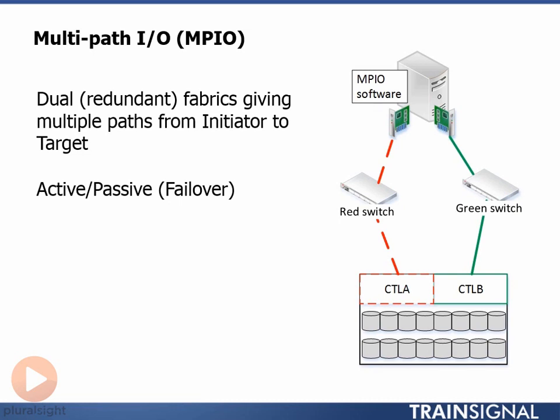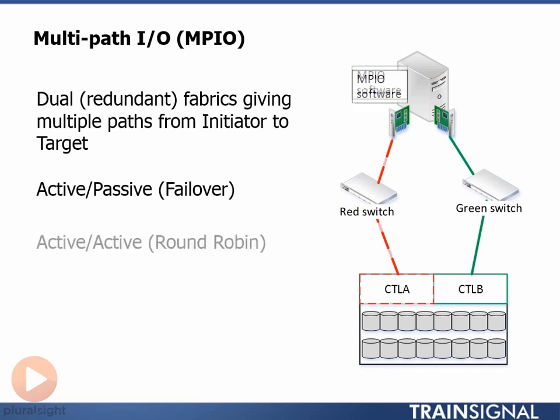However, if our host has two volumes from the same storage array, the green path could be active for one volume and the red path active for the other volume, giving us a more active-active type model of operation, but still only a single path is active for a particular volume.